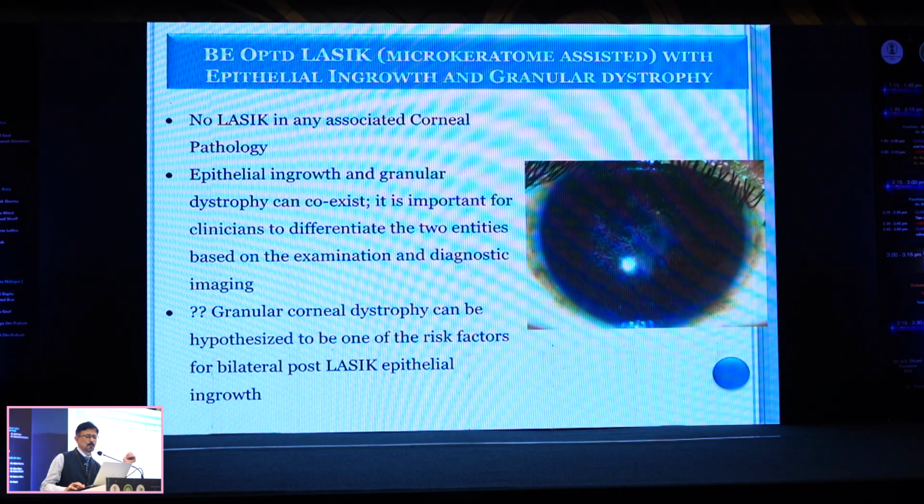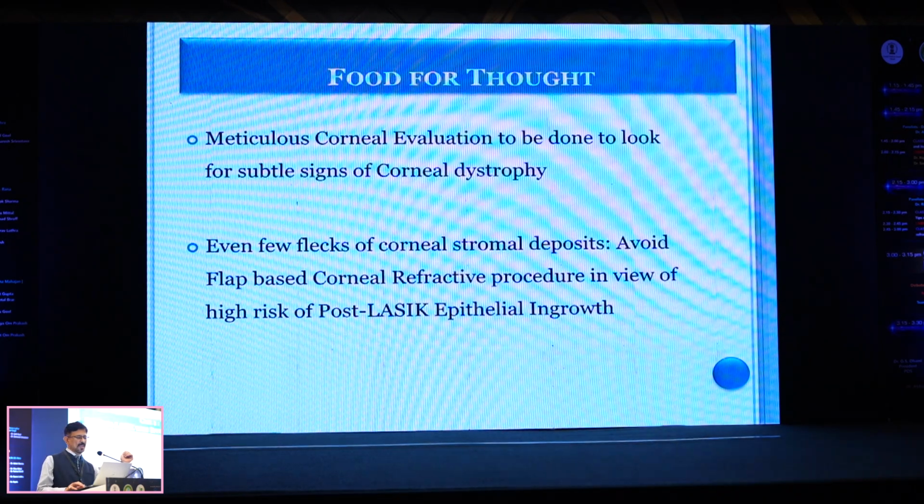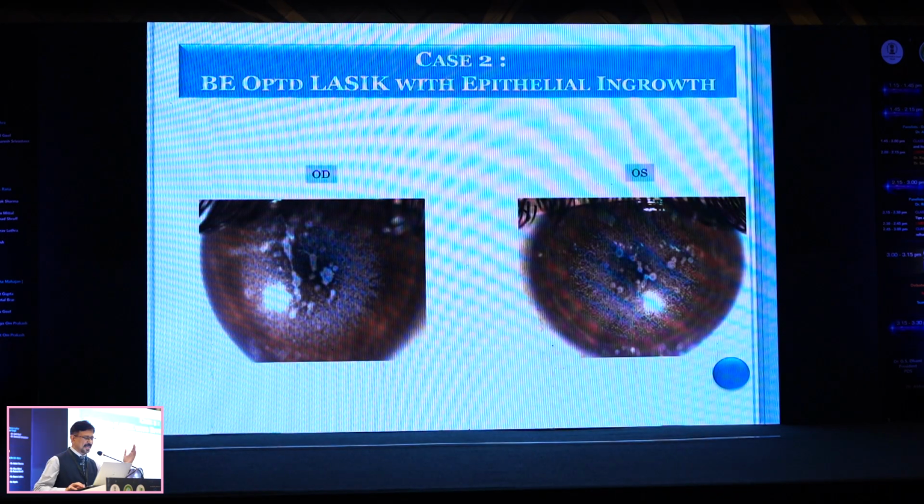Then, the second case as far as epithelial ingrowth is concerned: this was a case wherein the LASIK procedure was done in Dubai. He was actually a terrorist, a prisoner in Tihar jail, who came to show to us, and there was dense epithelial ingrowth in both the eyes.